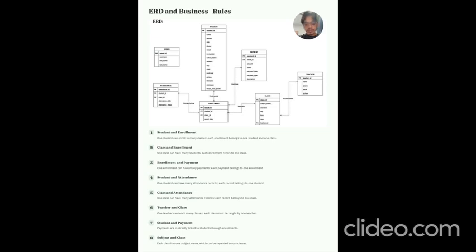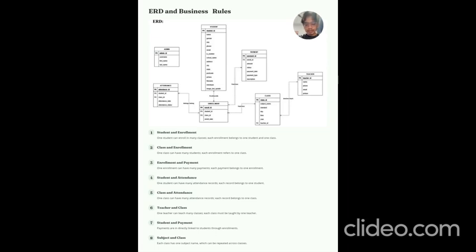Fourth, student and attendance. One student can have many attendance records, and each record belongs to one student. Fifth, class and attendance. One class can have many attendance records, and each record belongs to one class. And next is the teacher and class. One teacher can teach many classes, and each class must be taught by one teacher.